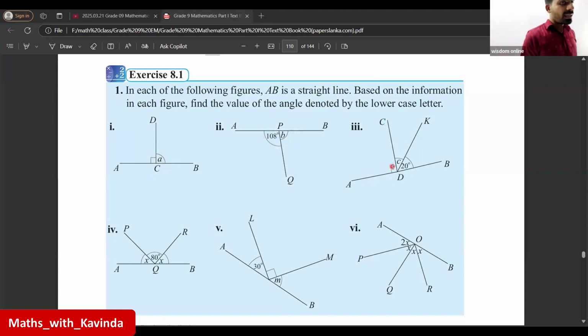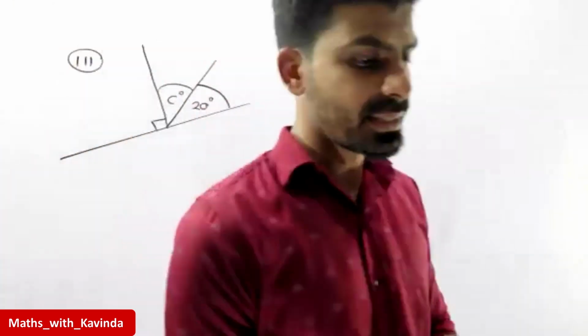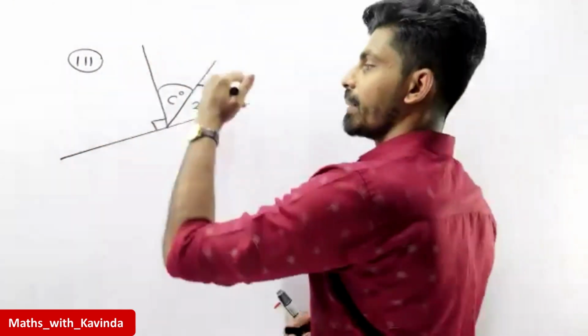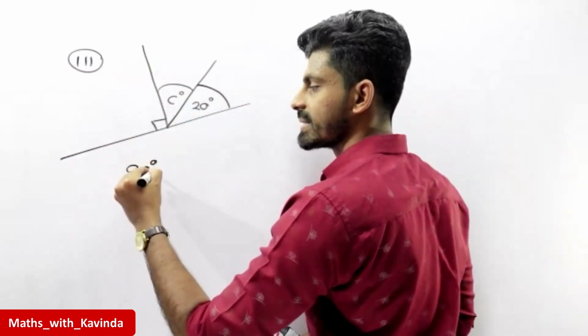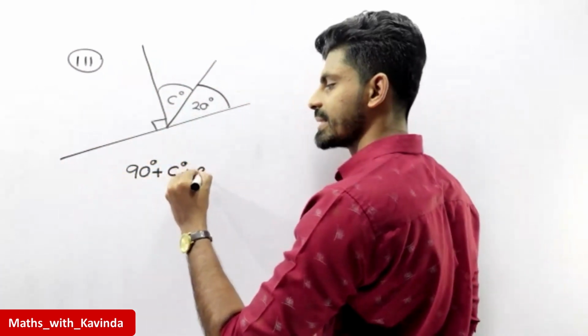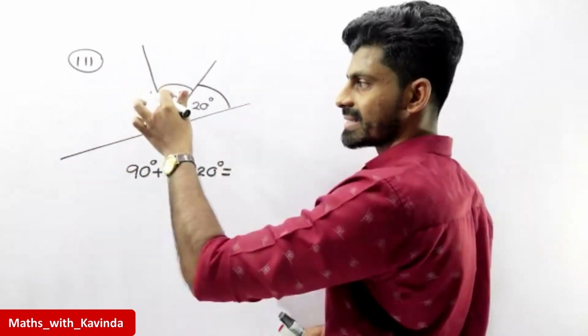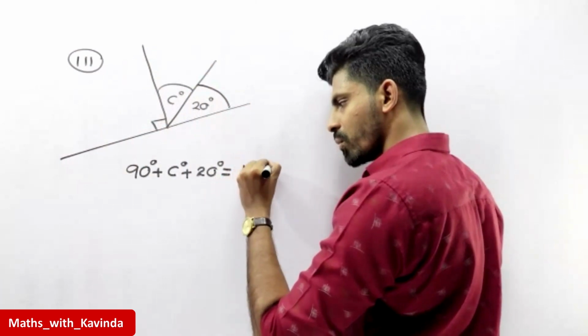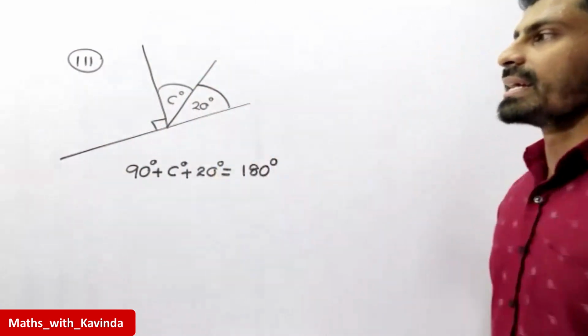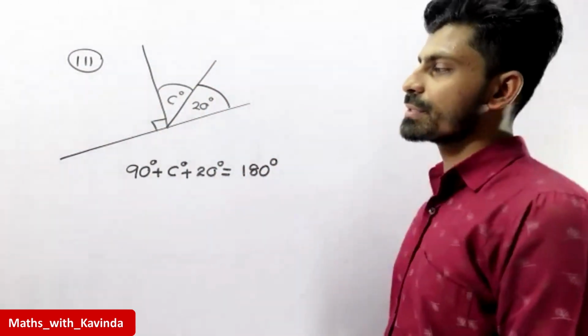Question number C. Look at the third question. Question number 3. Let's try to do that one. 90 and C and 20. Yes, this is the question. That means, third question, 90 plus C plus 20 equals 180.